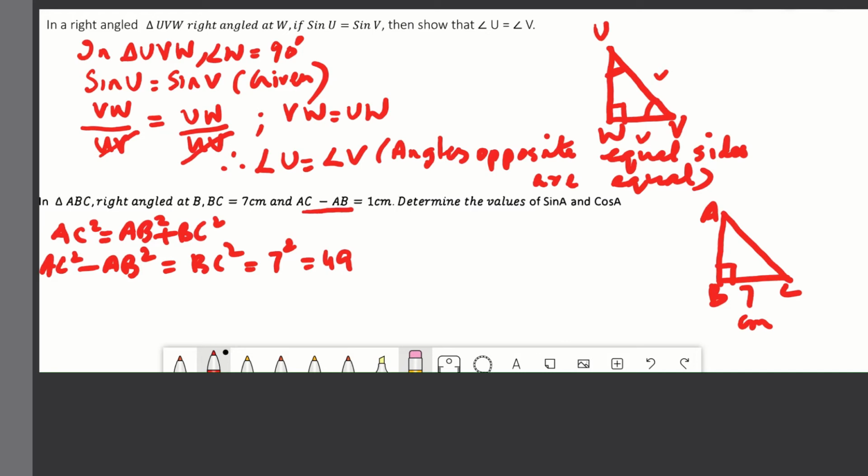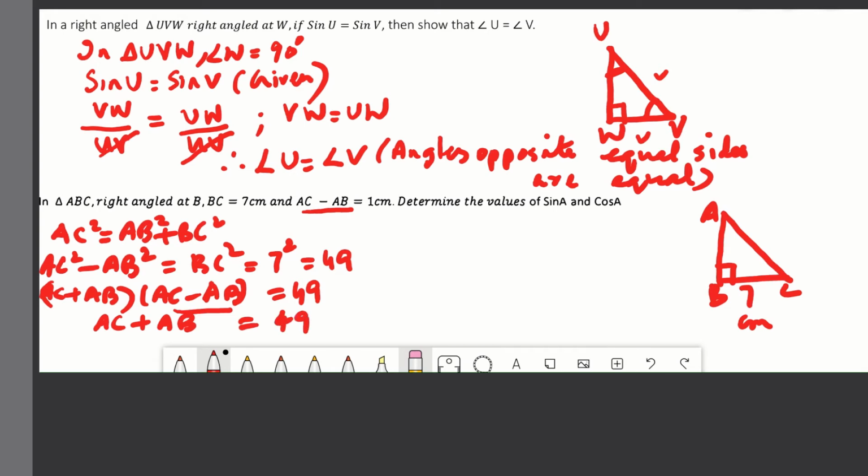So, AC square minus AB square, I can write as AC plus AB into AC minus AB and that is equal to 49. Now we already know it is given that AC minus AB is equal to 1. So AC plus AB into 1 is AC plus AB and that is equal to 49. Now we are going to solve the two equations. First equation is AC plus AB is equal to 49 and the given condition is AC minus AB equal to 1.